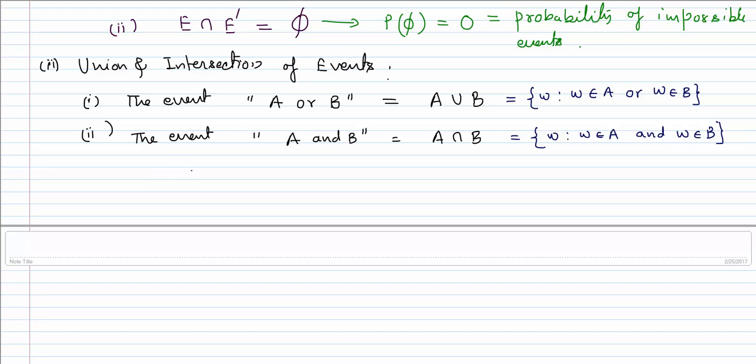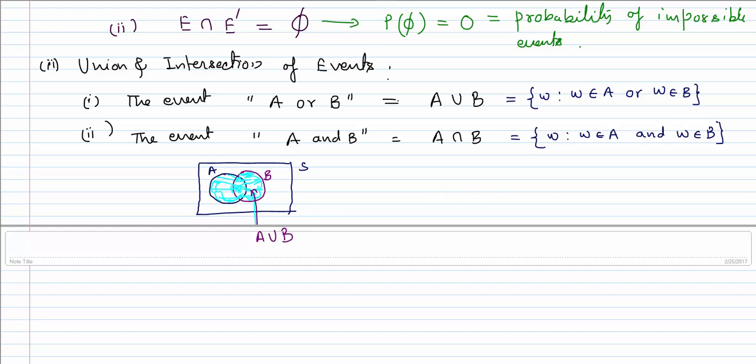Now if we plot its Venn diagram, union and intersection, let's say this is a sample space S and we have event A here and another event, this is event B. Then this whole region inside the boundary of A and B is said to be the region of A union B.